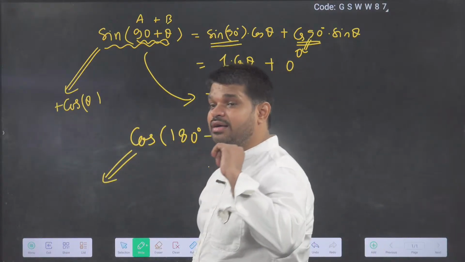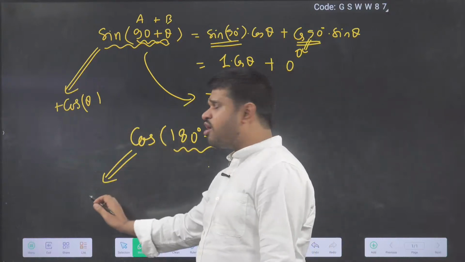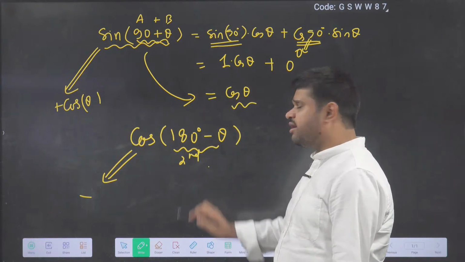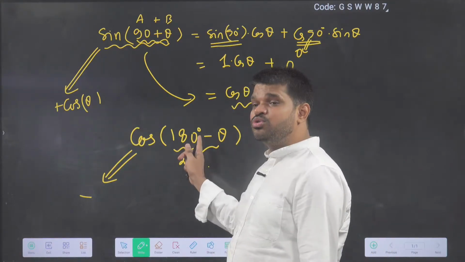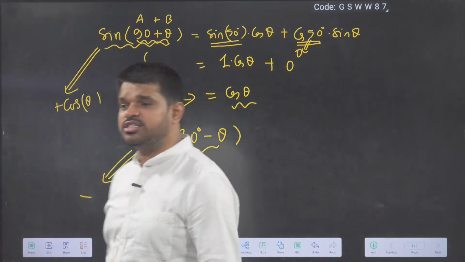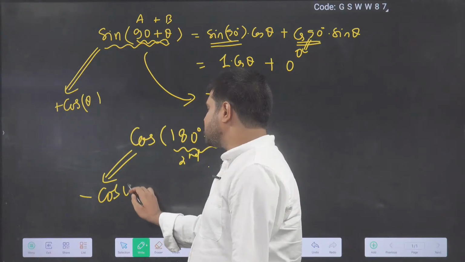Minus cos theta. See, first of all, it is the second quadrant, so the answer of cos will be negative. And I am using 180. When I use 180, the ratio remains the same. So minus cos theta.